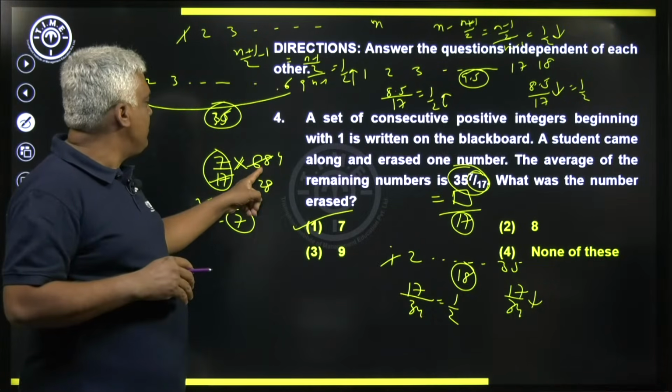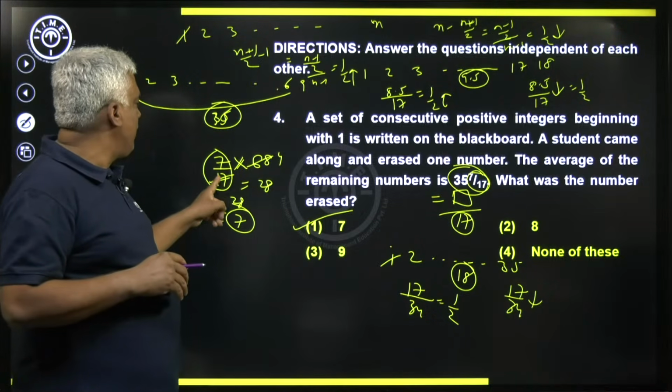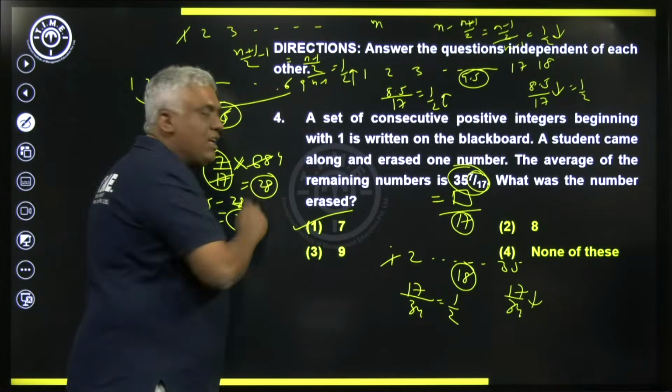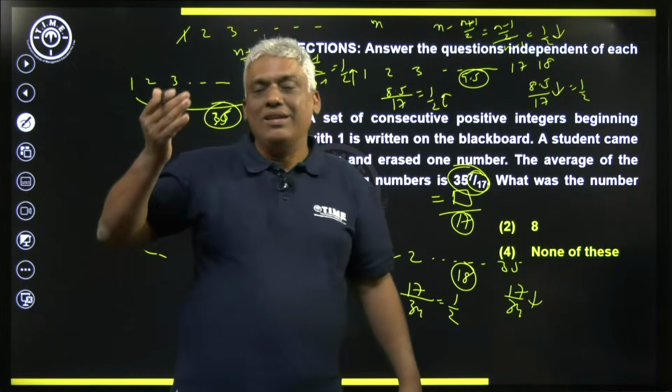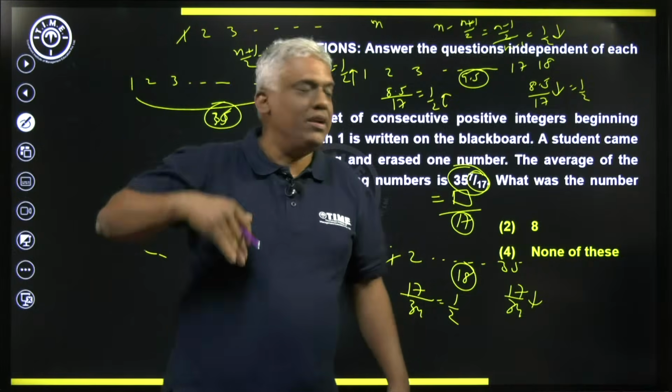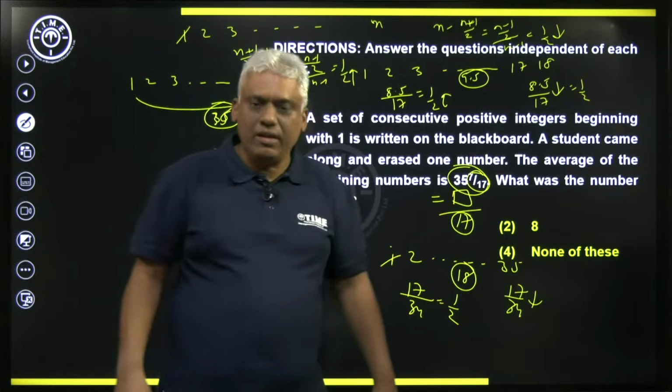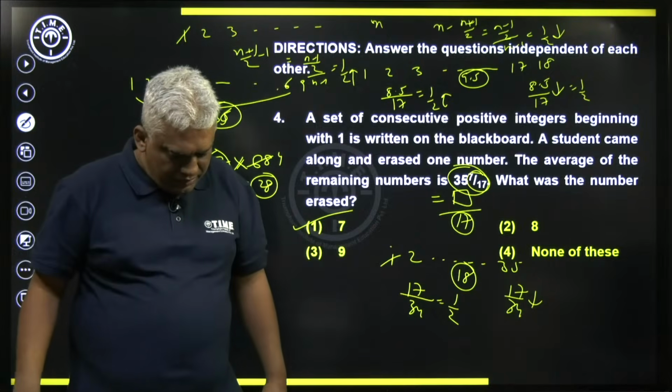Now the numbers are 68, right? 68 numbers, everyone gained 7 by 17 on average. So the total gain is 28. That means the number deleted is less than 35 by 28. So 35 minus 28, 7 is the answer. I hope this is clear now, right? Correct?